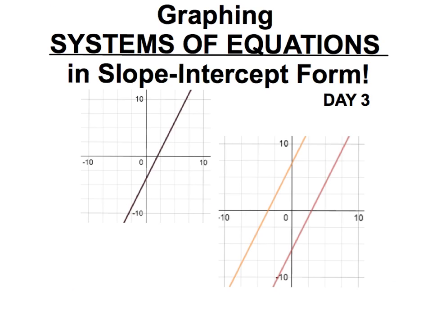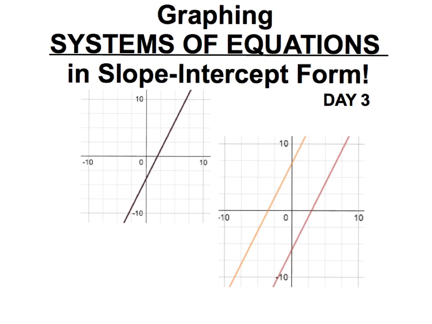Just as a quick recap, I just want to review two really important things. This system right here has many solutions because it has the same slope and the same y-intercept. So both of the equations, when you put them in slope-intercept form, essentially are the same equation, although they might not initially look like that.